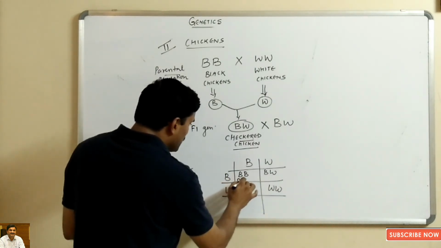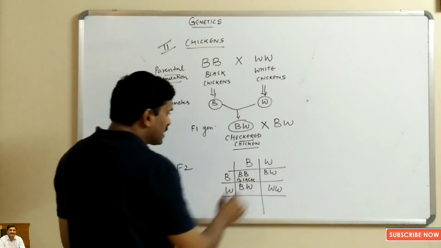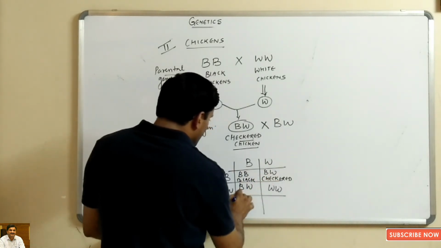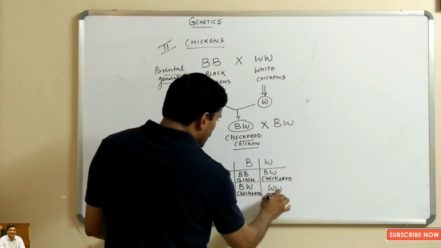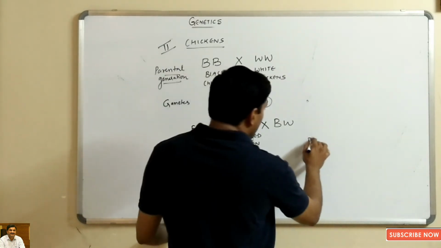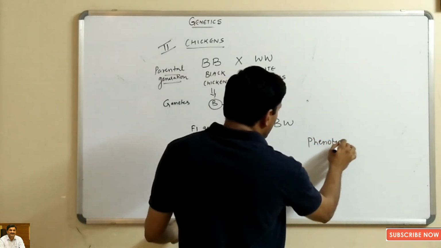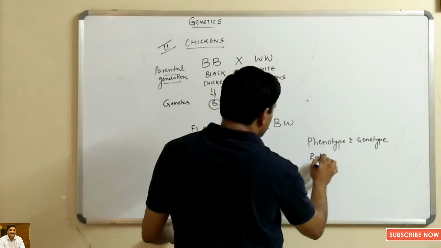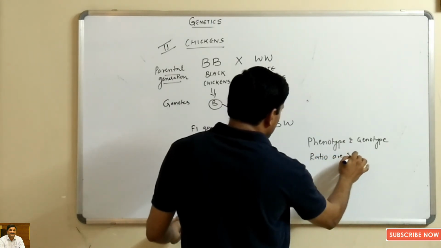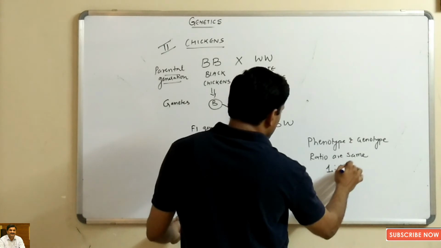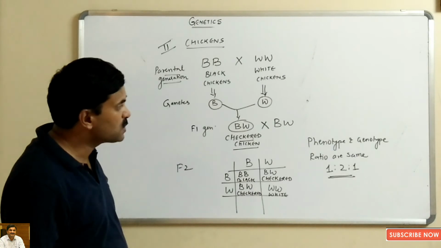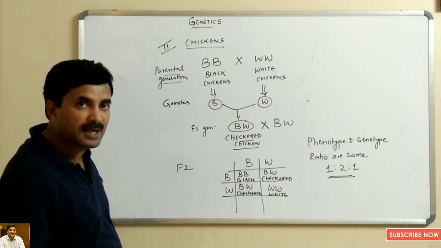So what is this? This is the black chicken. This is checkered chicken. This is again checkered chicken, and this is the white chicken. So again here the phenotype and genotype ratio are the same, and we get the ratio 1:2:1, which is also showing that codominance is a variation of the Mendel principle.